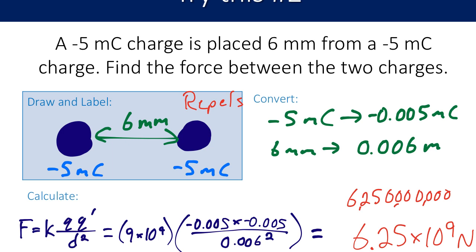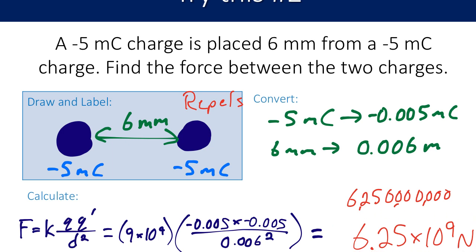All right, one other equation very similar to this is we're going to take a look at what happens when they have the same charge. So here we have a -5 and a -5, both millicoulombs. I need to remember to convert my 6 millimeters into meters by moving the decimal 3 places in each case, multiplying by my Coulomb's constant. Double check my math, but you should end up with about 6.25 times 10 to the 9th newtons positive.